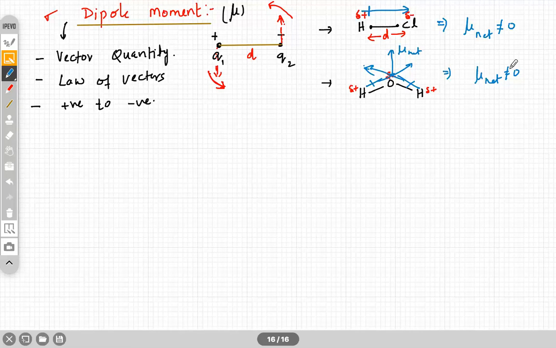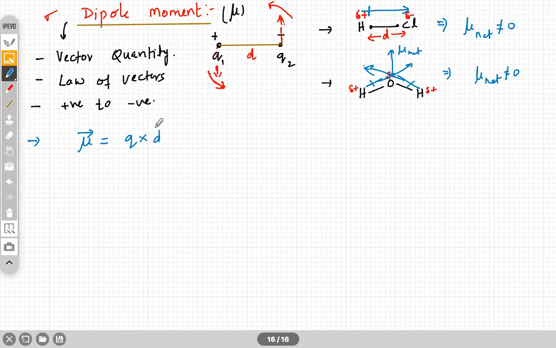Okay. So how do we define dipole moment? Mathematically, dipole moment is defined as mu vector. It is the product of the charge Q into the distance between the two charges, from positive to negative. This is the mathematical definition of dipole moment, Q into D.